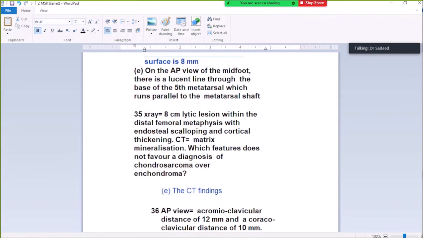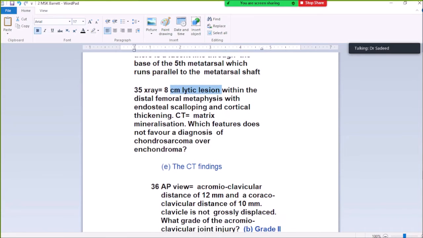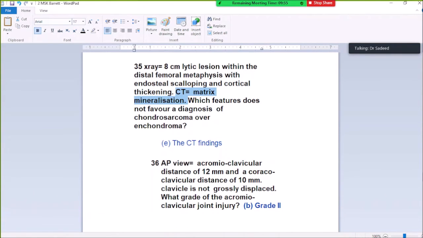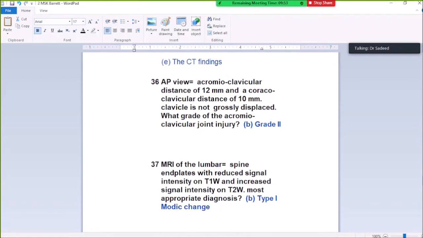Question number 35. X-ray shows an 8 cm lytic lesion within the distal metaphysis with endosteal scalloping and cortical thickening. CT shows matrix mineralization. Which feature does not favor the diagnosis of chondrosarcoma or enchondroma? The CT findings. CT shows matrix mineralization, which does not favor chondrosarcoma. Chondrosarcoma shows calcified matrix.